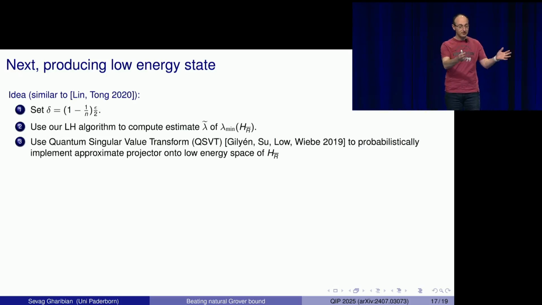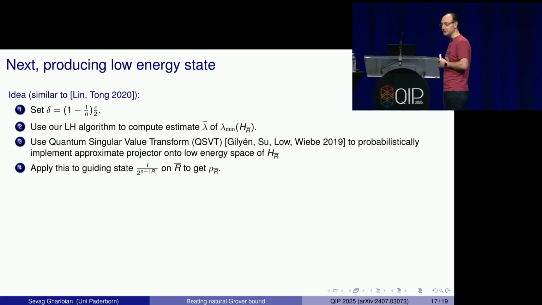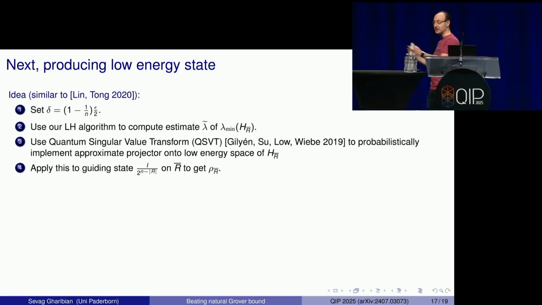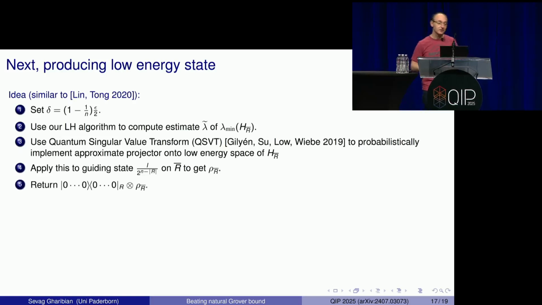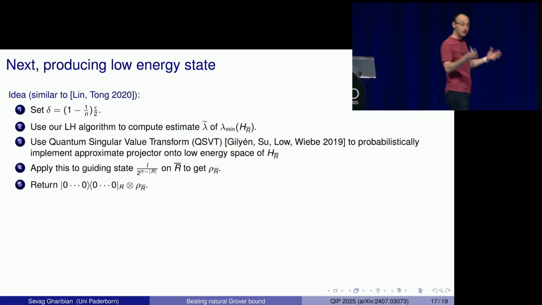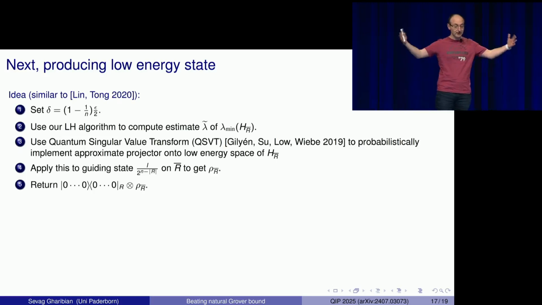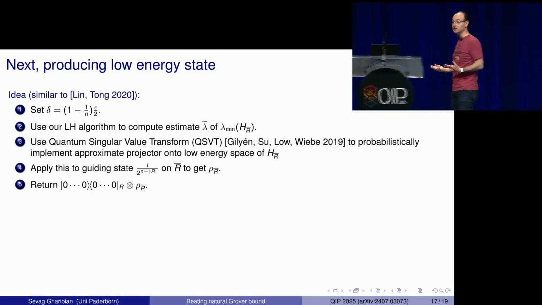So I can implement the projector. What I do is I feed in the naive state, which is the maximally mixed state on this baby space. I apply this approximate projector, and that gives me some state rho acting on this baby space. And our analysis shows that I can tack on whatever I want on the set of qubits I threw out, and this whole thing will be a good low energy state for my original Hamiltonian.